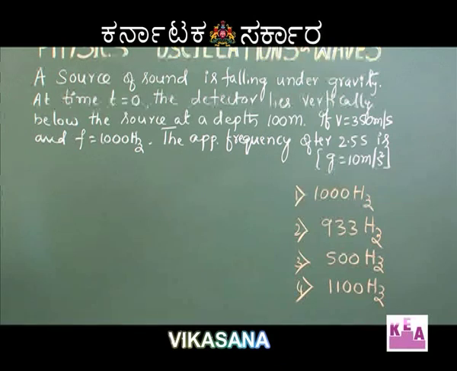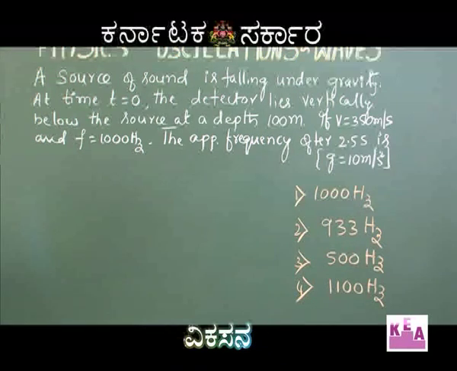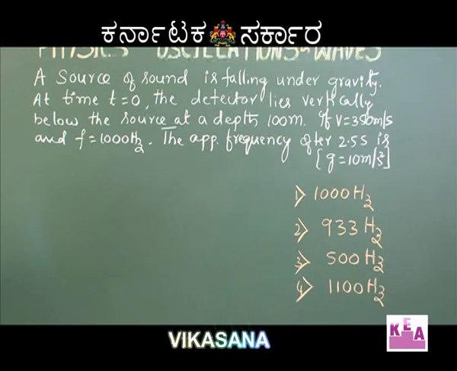A source of sound is falling under gravity at a time t is equal to 0. The detector lies vertically below the source at a depth 100 meter. If velocity of sound is 350 meter per second and true frequency is 1000 hertz, the apparent frequency after 2.5 second is. Acceleration due to gravity is 10 meter per second square. There are 4 options. Number 1, 1000 hertz. Number 2, 933 hertz. Option 3, 500 hertz. And option 4, 1100 hertz.